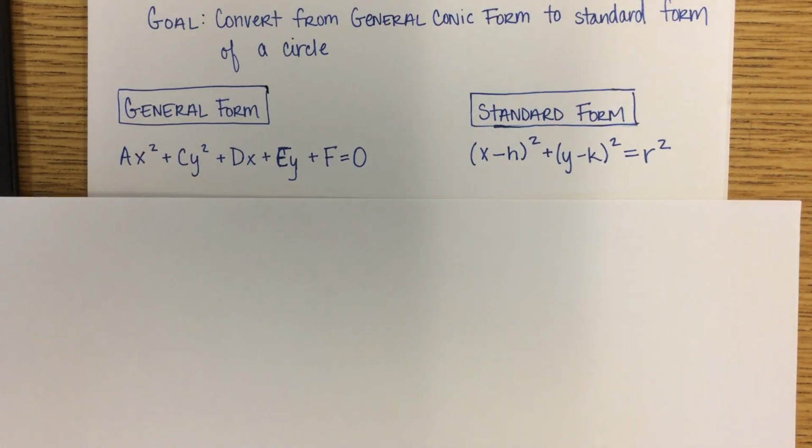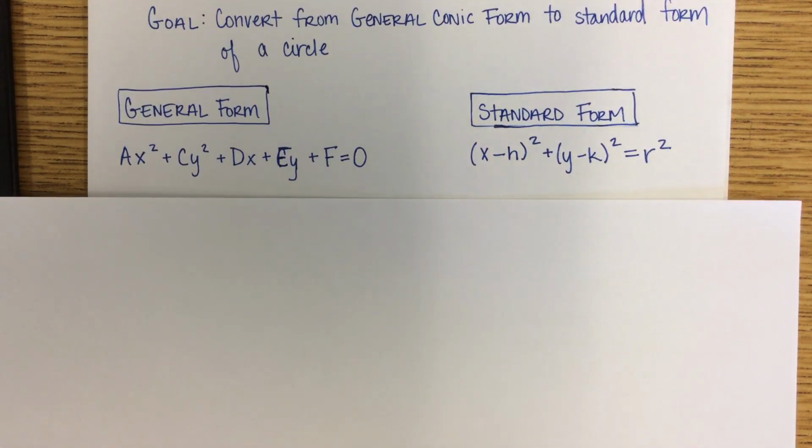All right, so what we're going to talk about today is how to convert from the general form of a conic section to the standard form of a conic section. Now, the only conic section we've studied so far has been a circle. So we're going to just be looking at that.